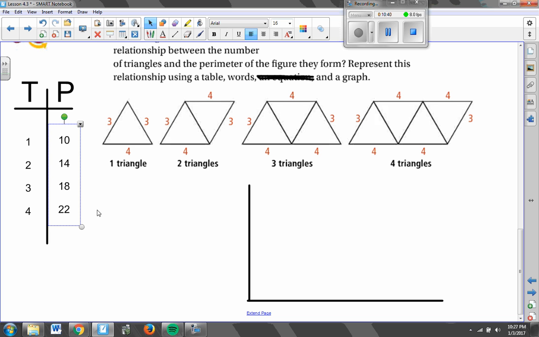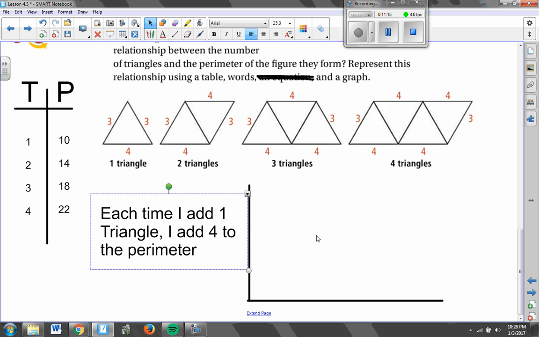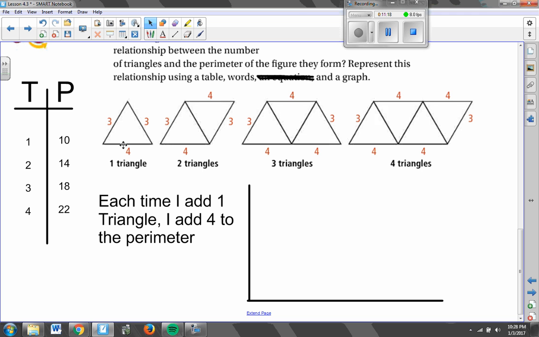Okay, there's a table of values. 10 for one triangle, 3 and 3 and 4. 14 for two triangles, 3, 4, 3 and 4. 18, 3, 4, 4, 3 and 4. 3, 4, 4, 3, 4, 4 makes 22. Now in words, what's happening here? Hopefully we can see the pattern again in these perimeters. Each time I add one triangle, I add 4 to the perimeter, because I keep adding one side length of 4. 4 here, 4 there, 4 down here, 4 up there. Keep adding 4 to the perimeter.